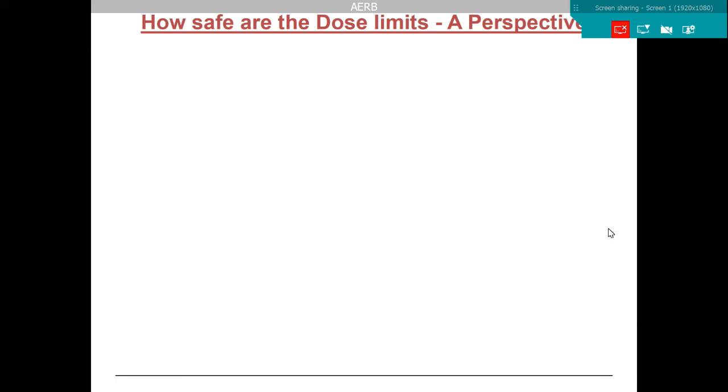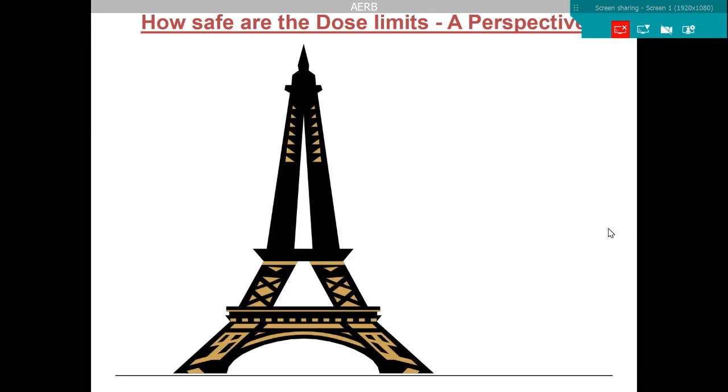Then one word about these dose limits. I want to give a perspective. You can recognize this as the Eiffel Tower of Paris. Its height is about 300 meters. I'm comparing this height with the risk of a 50% lethal dose, about 3,000 to 4,000 millisievert.